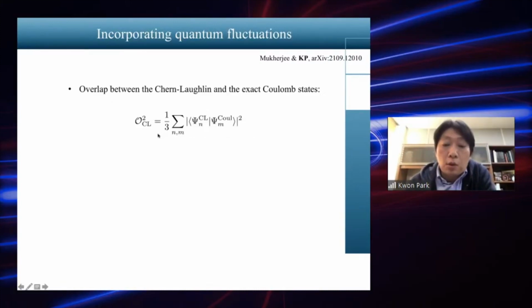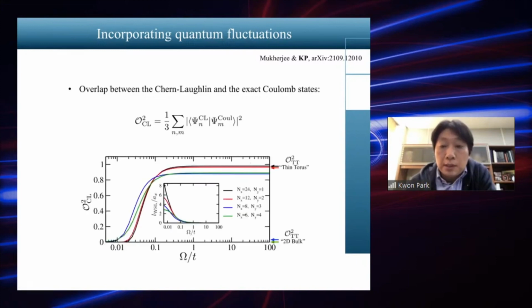And for this Chern-Laughlin state, I can compute the overlap between the Chern-Laughlin state and the exact Coulomb state, just like I did for the Tautologue state. So in this case, focus on this endpoint where the electric field is a fictitious field of infinite strength, where the basis is maximally localized. The Tautologue state overlap is here. But in the thin-torus limit, the overlap of the Tautologue state and the Chern-Laughlin state is the same. Basically, quantum fluctuation is very small. But in the 2D limit, quantum fluctuation plays a large role, so the 2D Tautologue overlap is this low. But by introducing quantum fluctuations, the overlap increases this much.